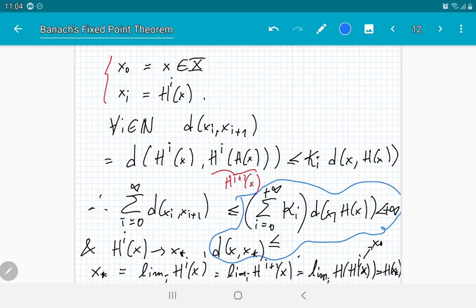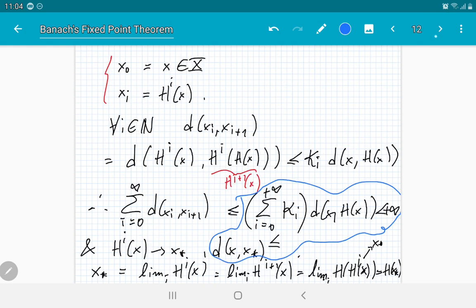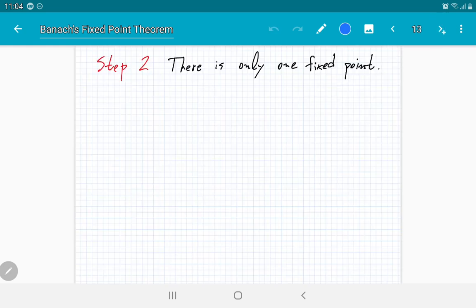Okay, so what have we got so far by step 1? Let me remind you, we've shown that if I take a starting point and do iterates, I converge to a fixed point, and the distance between x and a fixed point is this. What is missing is that this fixed point is unique, that there's no other fixed point. Because if we know there's a unique fixed point, then we know the 3 parts of the theorem, right? There's a unique fixed point, iterates converge to this fixed point because there's no other, and the distance between a point and a fixed point is bounded by that series, which we have from step 1. So okay, let's prove that there's only one fixed point.